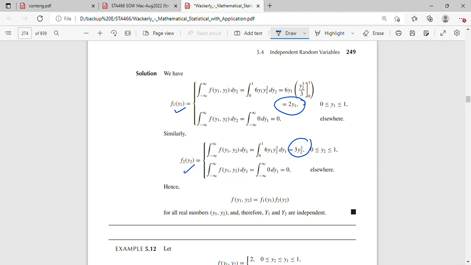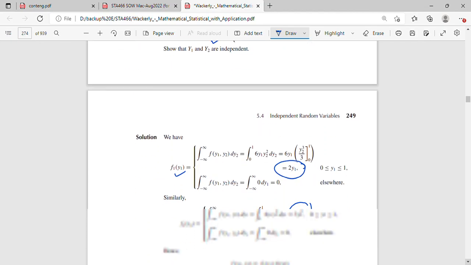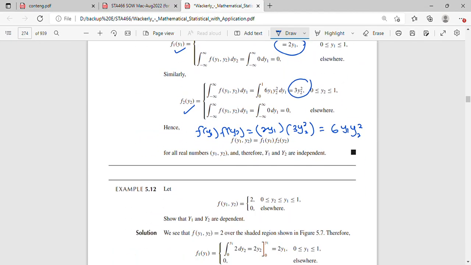Okay, so multiplykan marginal of Y1 multiply dengan marginal of Y2. So 2Y1 multiply dengan 3Y2 square akan dapat 6Y1 Y2 square. Sama tak dengan joint of Y1 and Y2? Tengok balik atas dia. This. Okay. So, sama kan? 6Y1 Y2 square because joint function of Y1 and Y2 equal to the marginal of Y1 multiply dengan marginal of Y2, which is this term. So, we can say that Y1 and Y2 are independent.